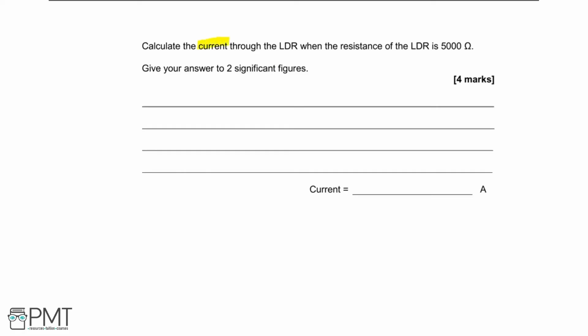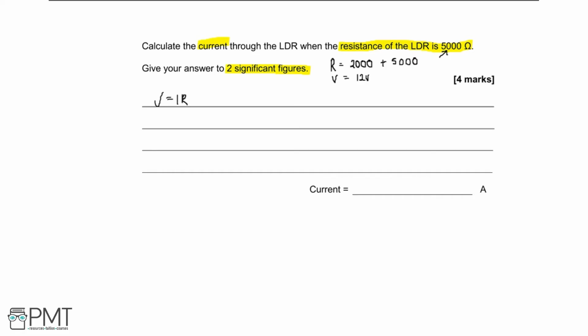Calculate the current through the LDR when the resistance of the LDR is 5,000 ohms. Give your answer to two significant figures. So for this equation, we're going to use V equals IR for the whole circuit. So we need to know V and R for the whole circuit. With resistors in series, we add them up. We already have a fixed resistor of 2,000 ohms, which you can see in the figure above, and then we have the LDR, which has a resistance of 5,000 ohms. And we know the voltage is 12 volts because that is the voltage of the battery pack.